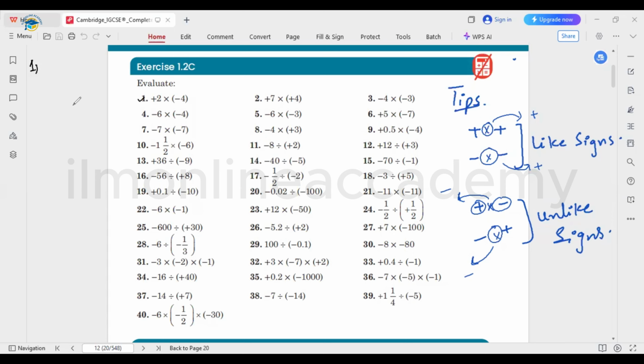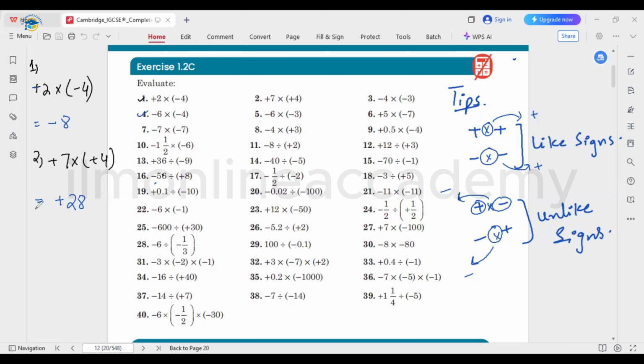Your first one is positive 2 multiplied with negative 4. For this, you can check that positive, negative is negative. As unlike signs are there, directly we would be using the negative sign, and 2 times 4 is 8. That's it. Next, we have the second part, that is positive 7 times positive 4. As both numbers are positive, positive would be positive. Again, like sign is there. So this would be 7 times 4, and along with that the positive sign.